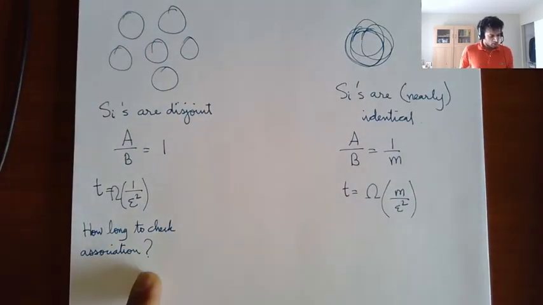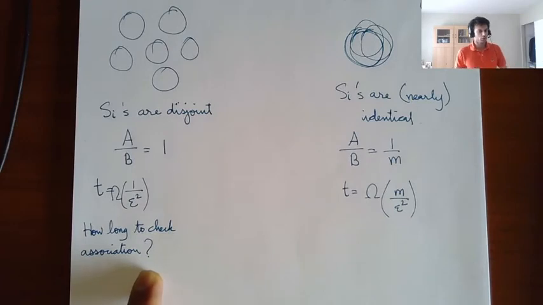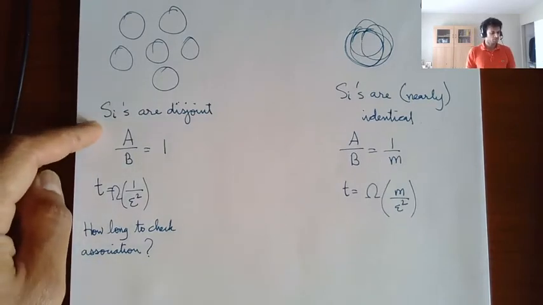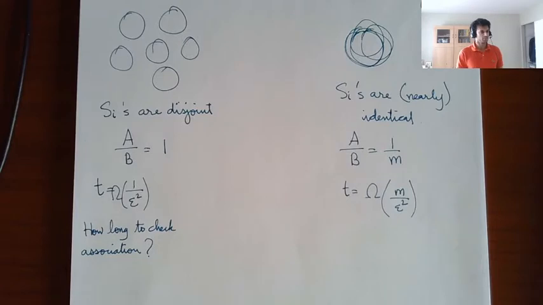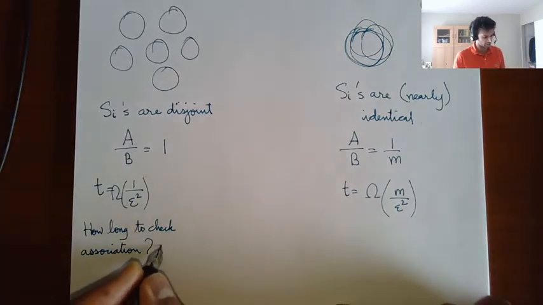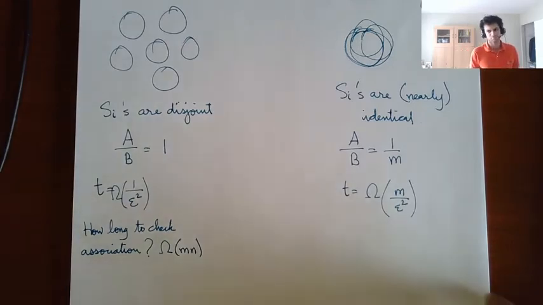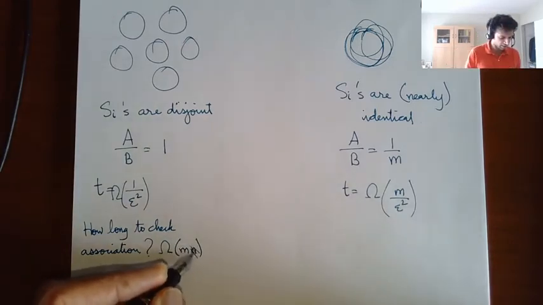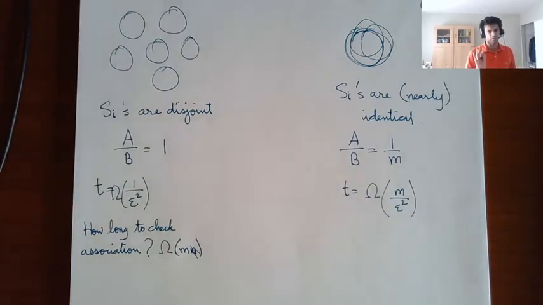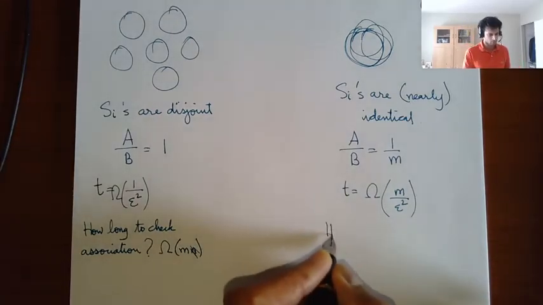So how long to check this association if the SIs were disjoint? It would basically take mn, because x only satisfies one clause, and so you have to go through all the other clauses to determine that. So it's going to take something like m times n. Again, let me ignore the dependence on n here. But what about in this case? How long?